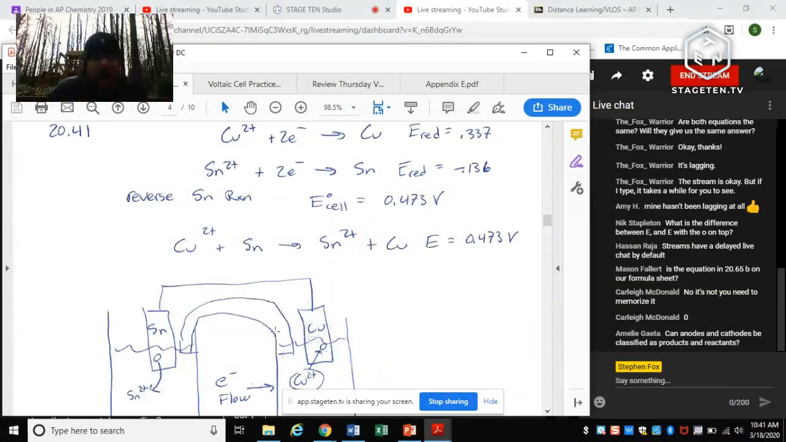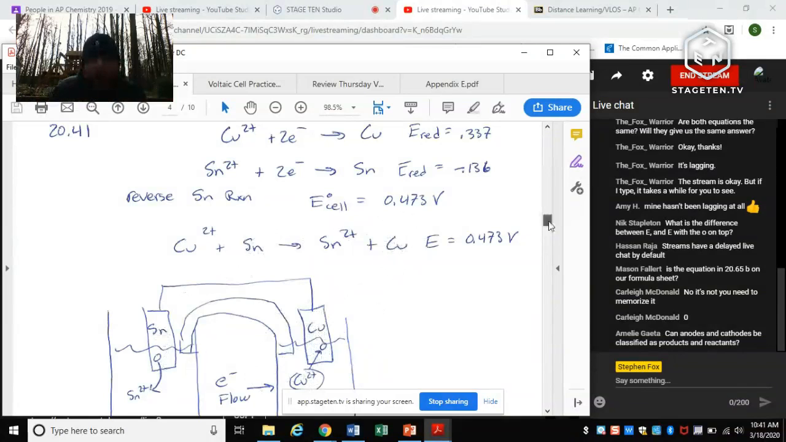Like this reaction wouldn't happen unless I had solid copper over here. Okay. And so what does that mean? It means, yeah, I start with solid copper, but as the reaction proceeds, I end up with more solid copper. Yes, I start with solid tin, but as the reaction proceeds, that electrode is going to decrease in mass. I'm going to lose some of my tin.